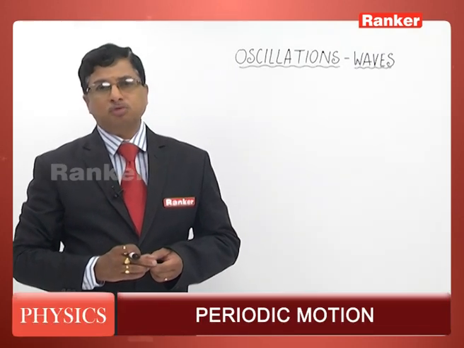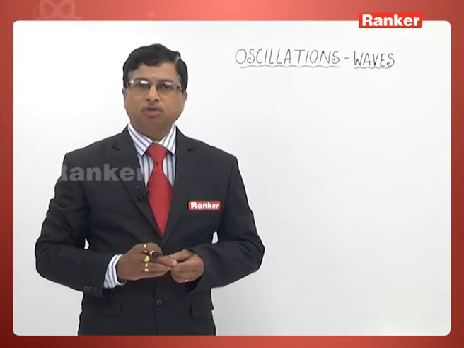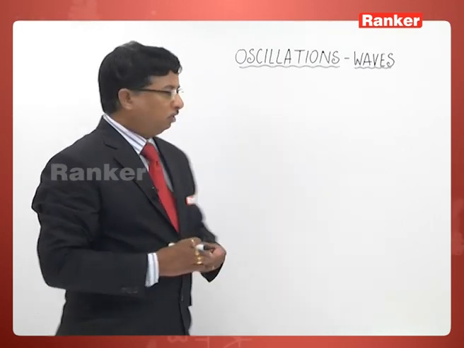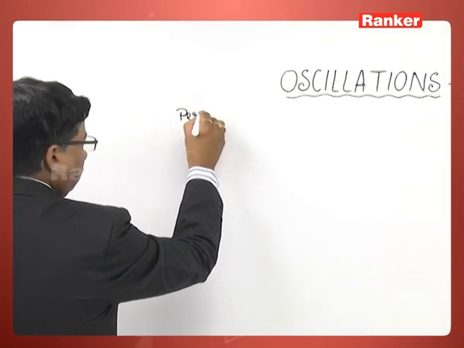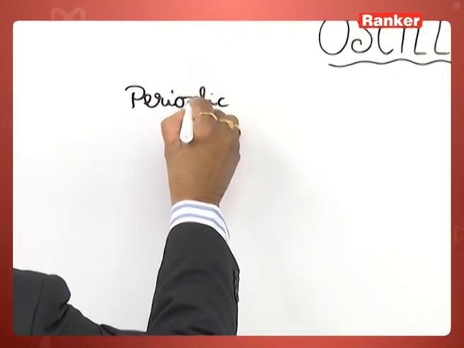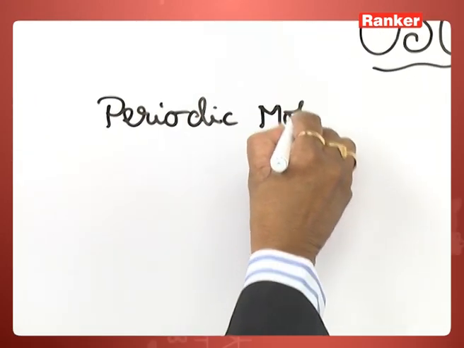What is this periodic motion? First of all, a body can have harmonic motion. What is that harmonic motion is the next concept. And what is a simple harmonic motion of a body? What are the individual features of all these different types of motions of a particular body? When we consider periodic motion, first of all, what do you mean by periodic motion of a body?